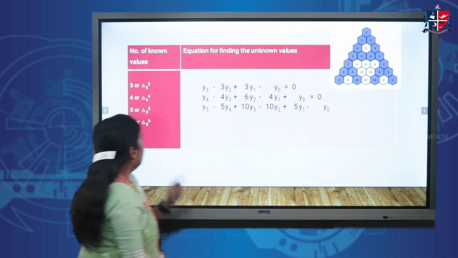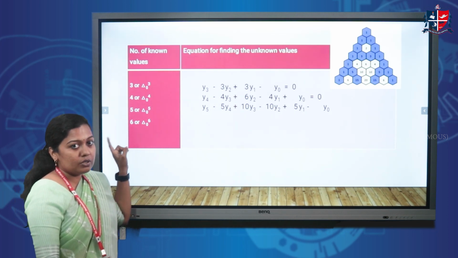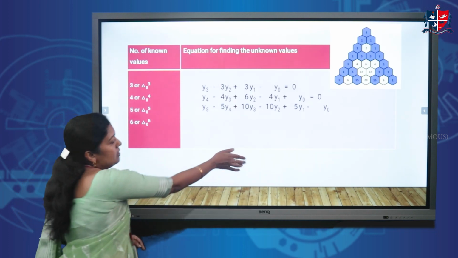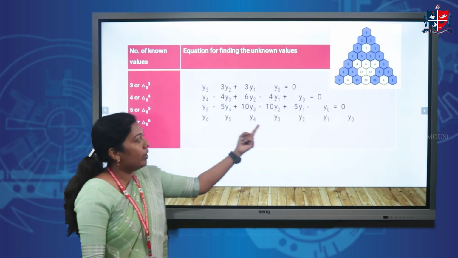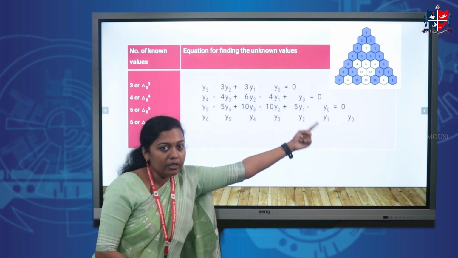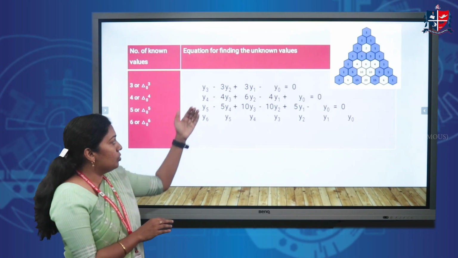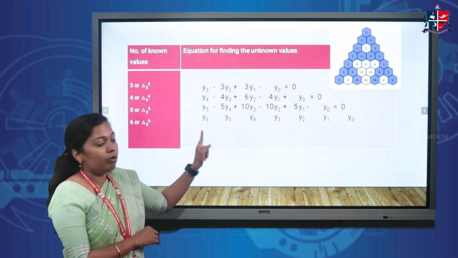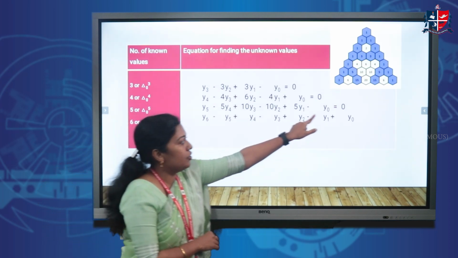Again, if the non-values are 6, delta 0 raised to 6, you have to start from y6 up to y0. That is y6, y5, y4, y3, y2, y1 and y0. And in the next stage, as usual, you have to put the positive and negative signs alternatively starting from positive sign. That is positive, negative, positive, negative, positive, negative, positive.